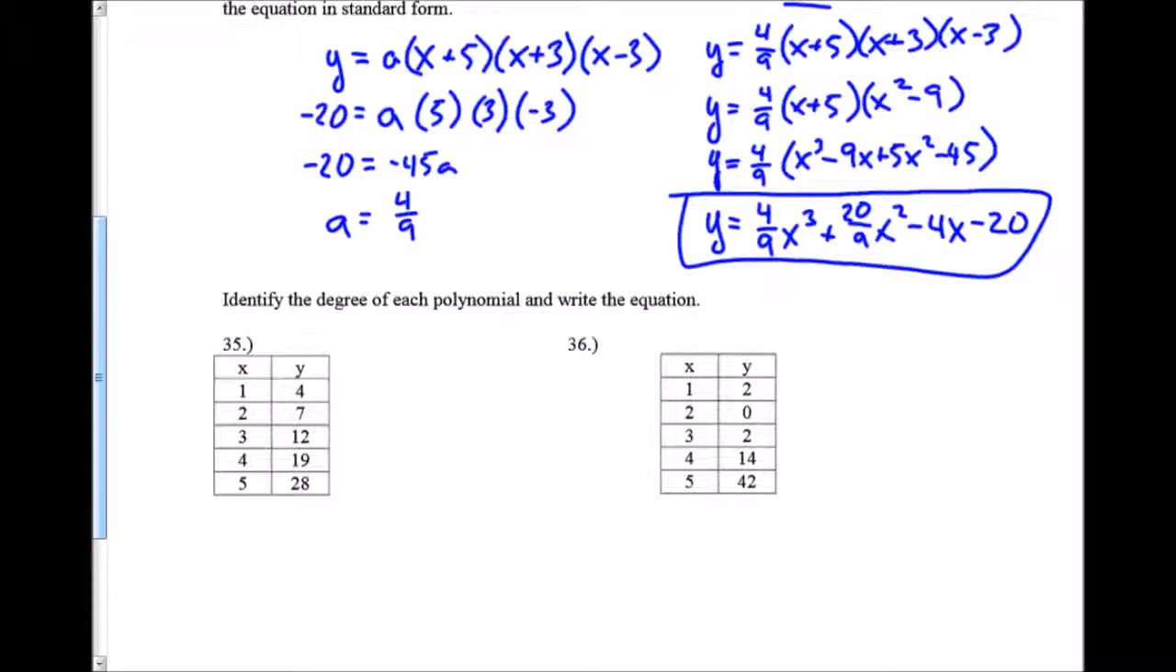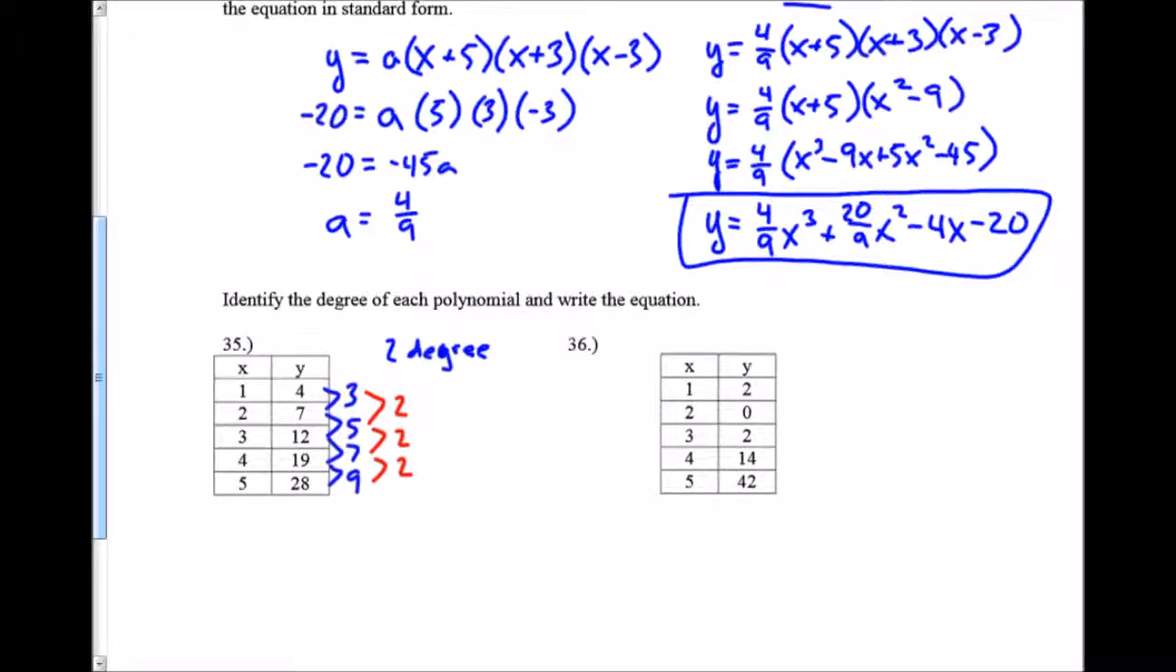For these, we want to identify the degree by looking at the differences here. So for this one, I've got a difference of 3, and then 5, and then 7, and then 9. And now that's not a common difference, so I break it down further. So I look at the second difference. That's a 2, a 2, and a 2. And since I have a common second difference, it means this is a second degree polynomial, which means it's a quadratic.